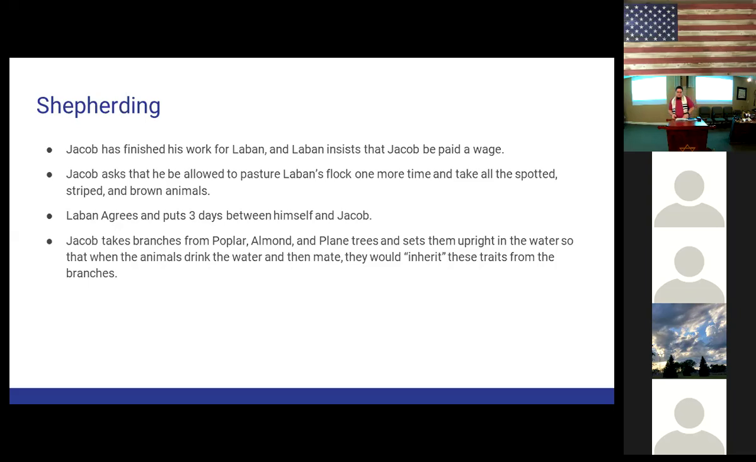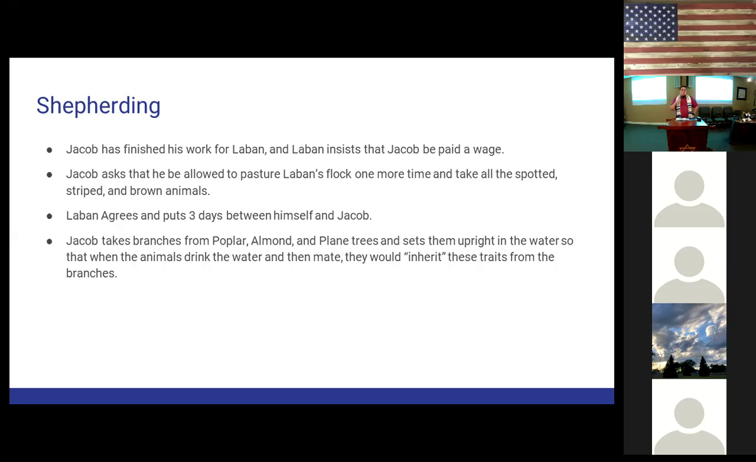Rashbam, which is Rashi's son, clarifies that in the verse prior, Laban had actually already separated the speckled and spotted animals from his flock, which he did, and I totally glossed over it. He'd already separated all the speckled and spotted and brown animals from his flock, and it's safe to assume that his flock had grown so large in number because of Jacob that he had to put 3 days distance between the two flocks so that they wouldn't commingle again. So that explains the 3 days.